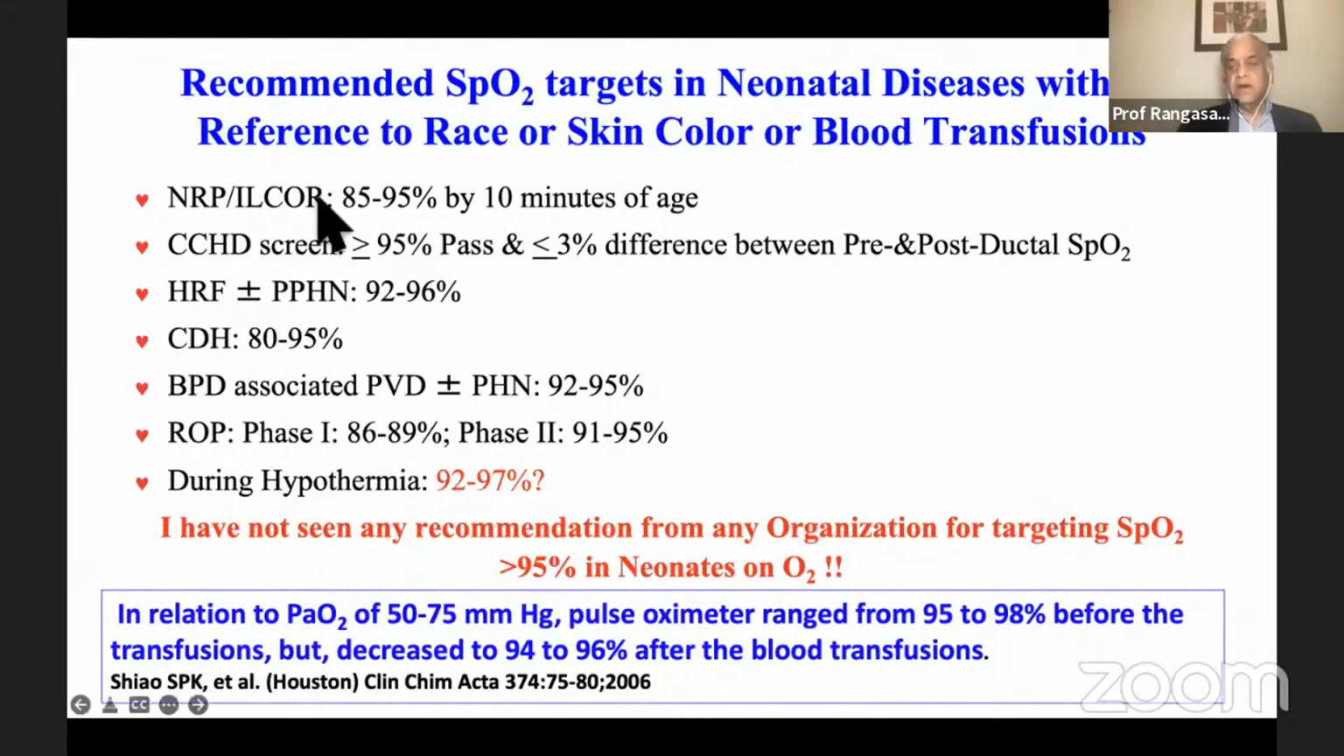So NRP, ILCOR recommendation 85 to 95% by 10 minutes of age. Congenital CCHD screen, if the baby is 95 or greater, baby passes, and then the pre and post difference less than or equal to 3%, right? Hypoxemic respiratory failure with PPHN, most guidelines recommend 92 to 95 or 96. Diaphragmatic hernia, just heard from Dr. Satyan, 80 to 95%. BPD associated pulmonary vascular disease with hypertension, 90 to 95, per the BPD consortium and European consensus guidelines.